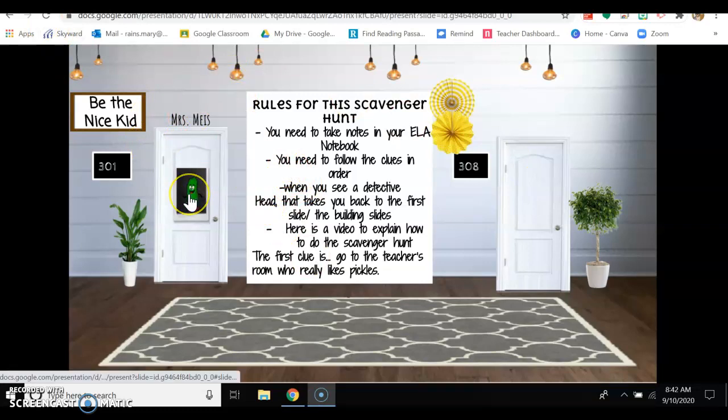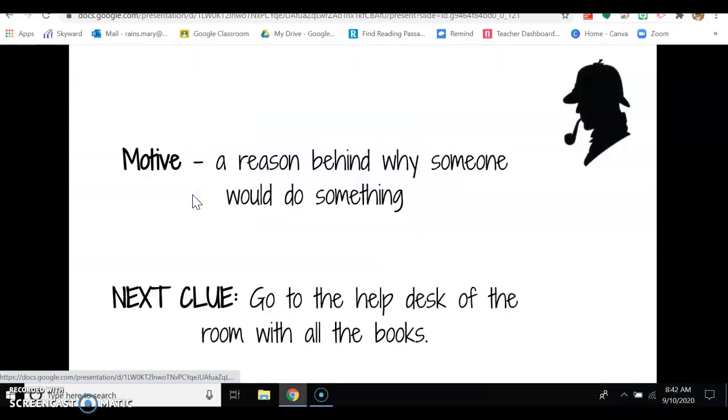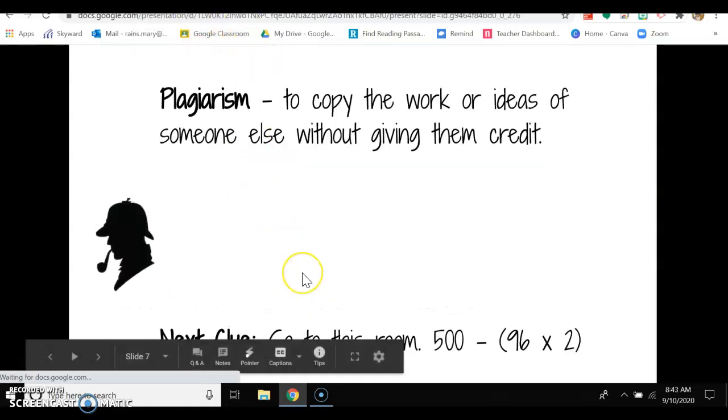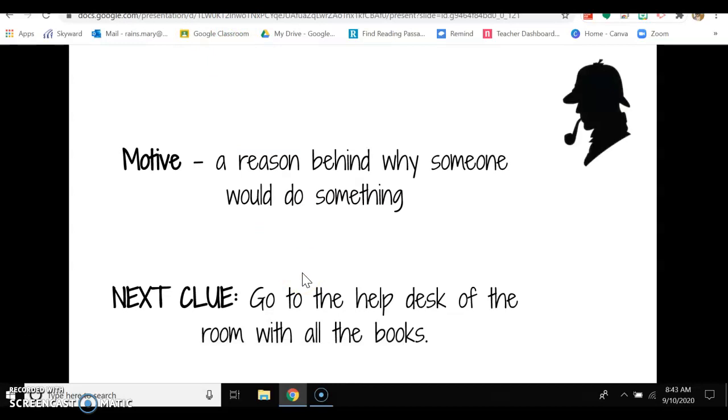Okay, so in case you didn't know that Miss Mice was that teacher, there is a pickle icon right here to make it a little obvious for the first clue. So I'm going to click on the pickle. The pickle is then going to take me to a slide that gives me a term that I need to put in my ELA notebook. So the first term is motive. So you can copy and paste, or you can type that a motive is a reason behind why someone would do something. And then you're going to put that in your notebook, okay? And then you're going to keep going on.